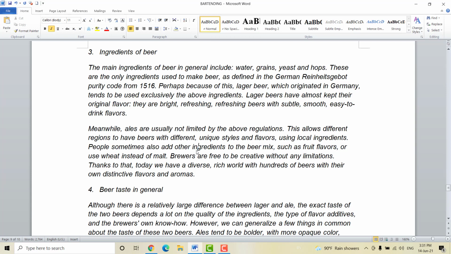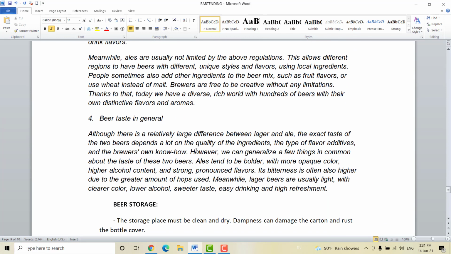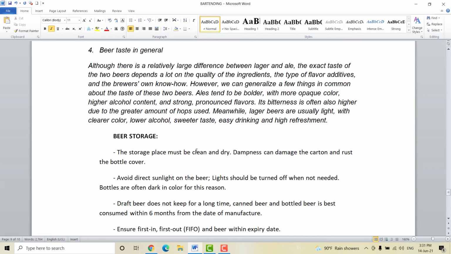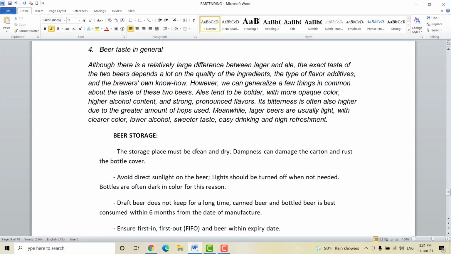Beer taste in general. Although there is a relatively large difference between lager and ale, the exact taste of the two beers depends a lot on the quality of the ingredients, the type of flavor additives, and the brewer's own know-how. However, we can generalize a few things in common about the taste of these two beers.